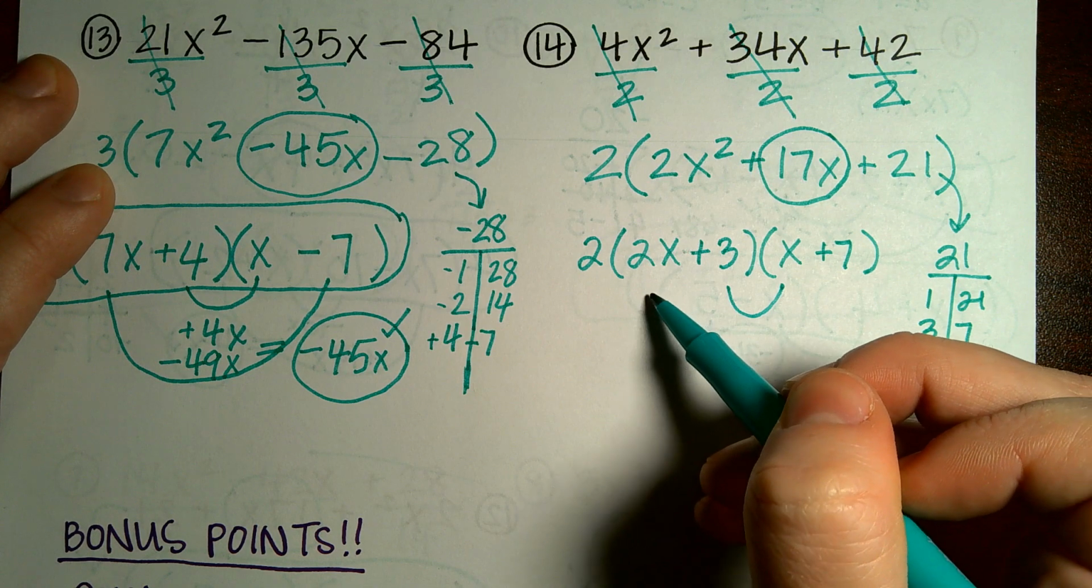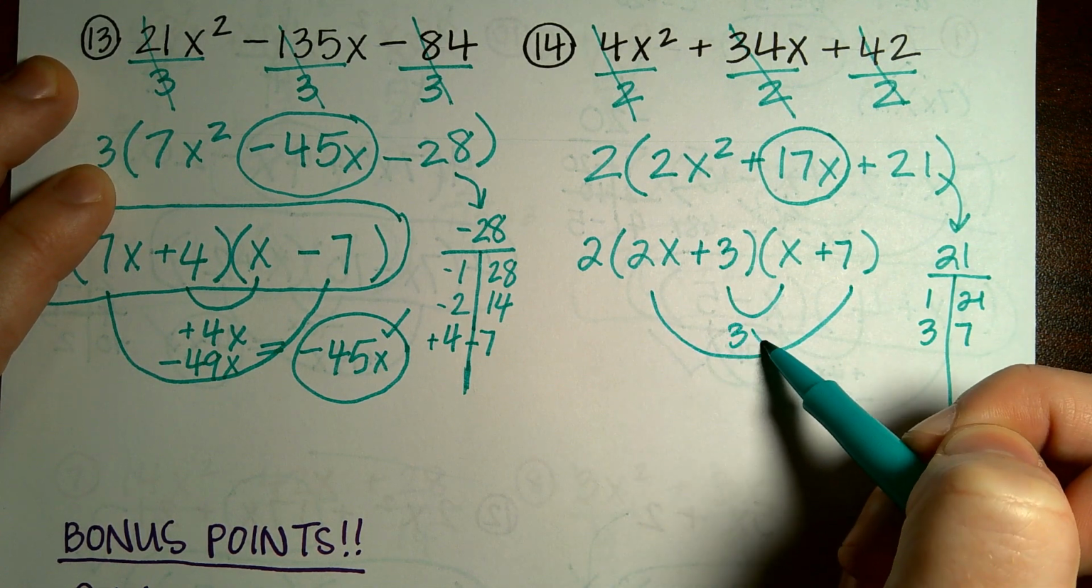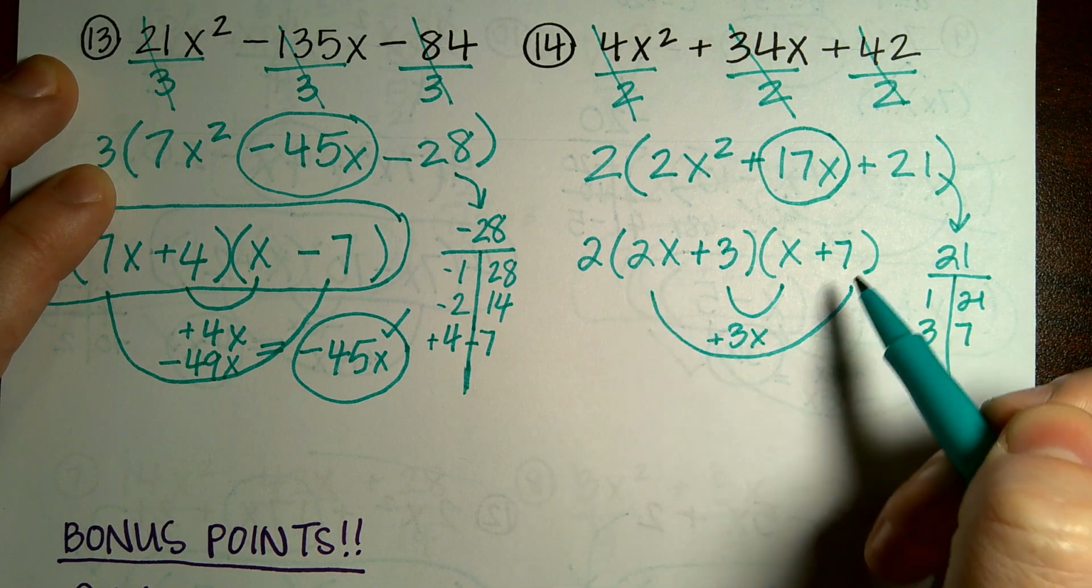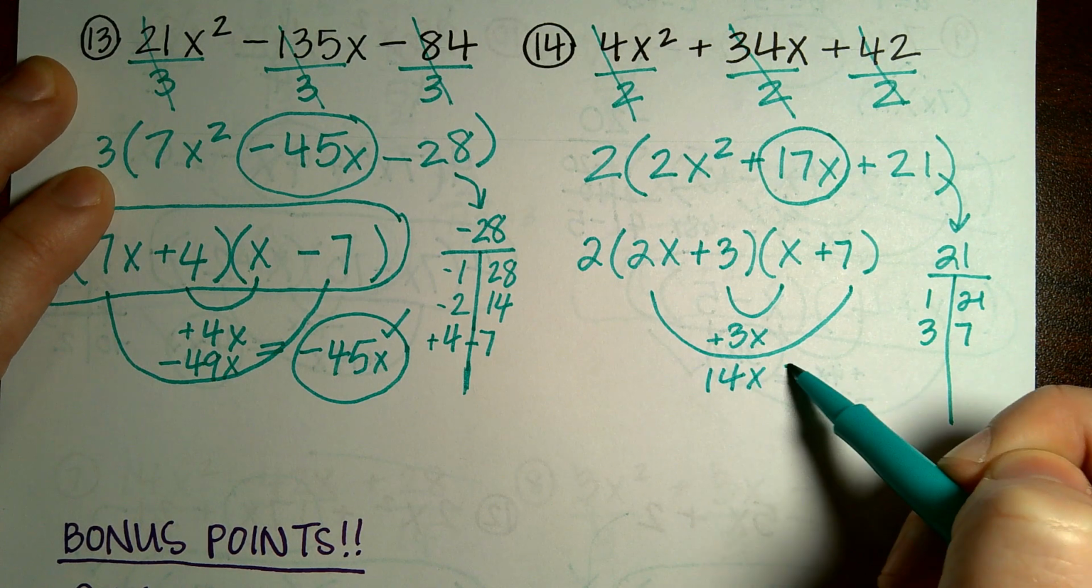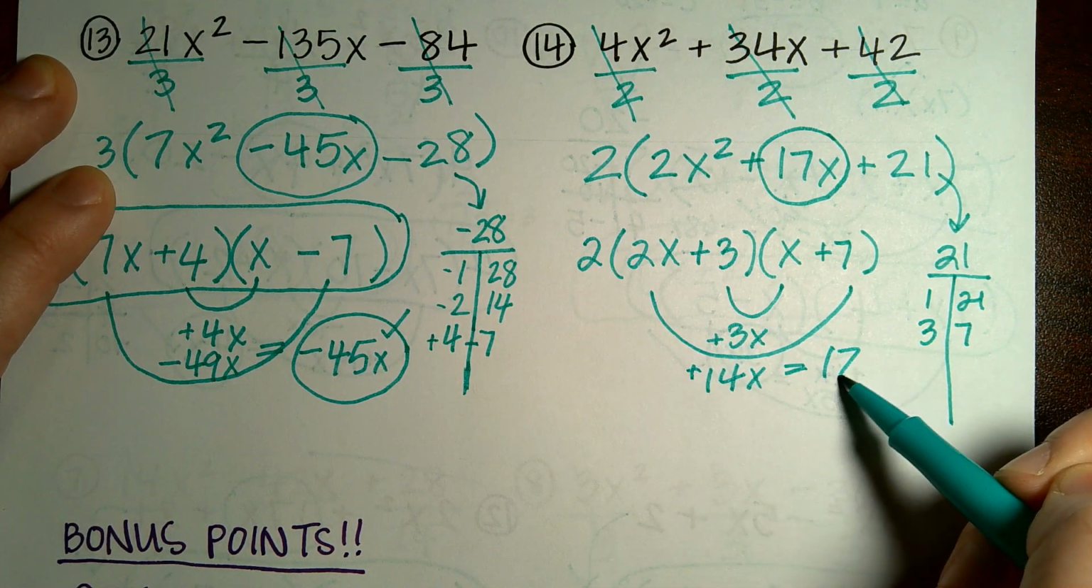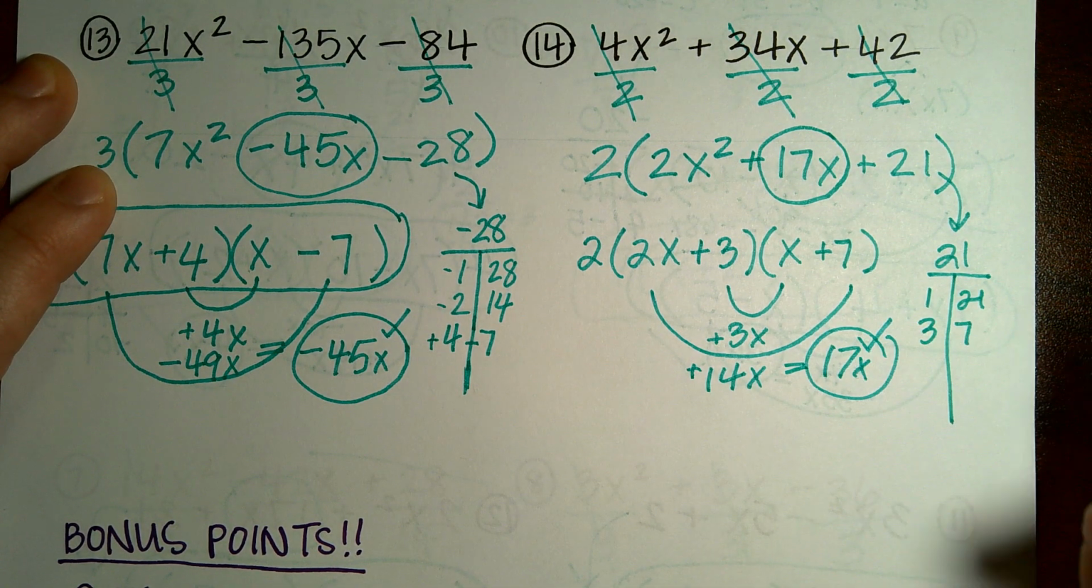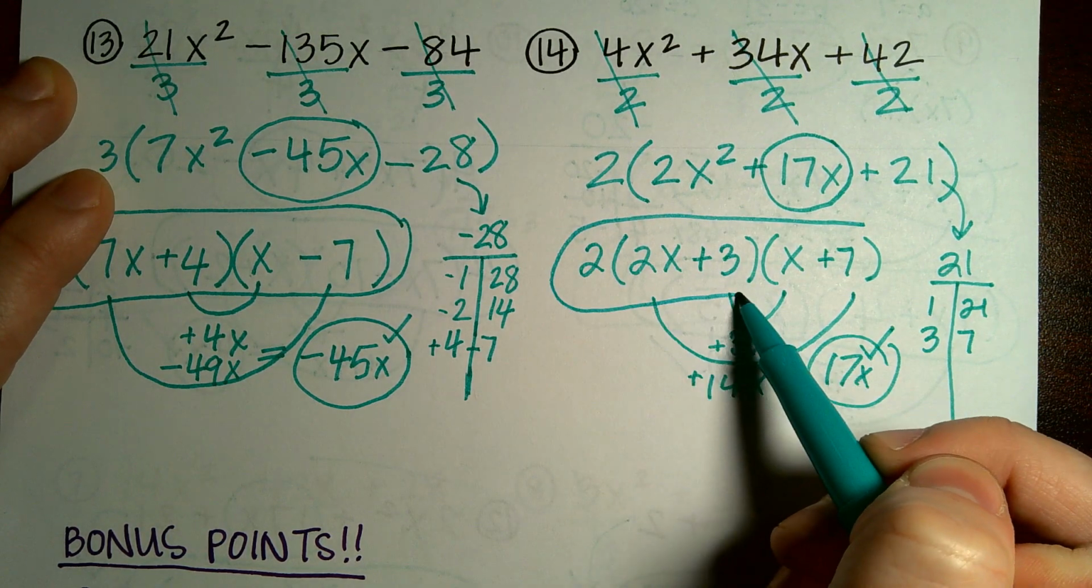We can check it with our rainbow. I know 3x plus 14x is going to give me 17x. That's exactly what we wanted. So we circle it.